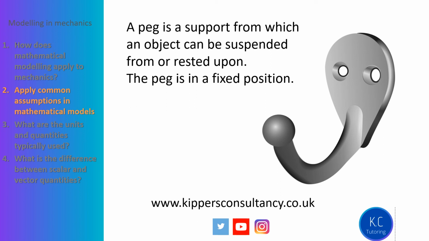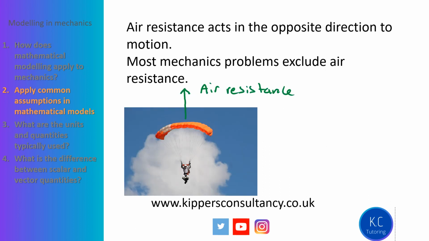A peg is a support from which an object can be suspended or rested upon. The peg is always in a fixed position. Air resistance is a force that acts in the opposite direction to motion. So, for example, this parachutist has his weight pulling him down towards the earth, so the air resistance is acting in the opposite direction, upwards. In most maths mechanics problems, we exclude air resistance for simplicity.